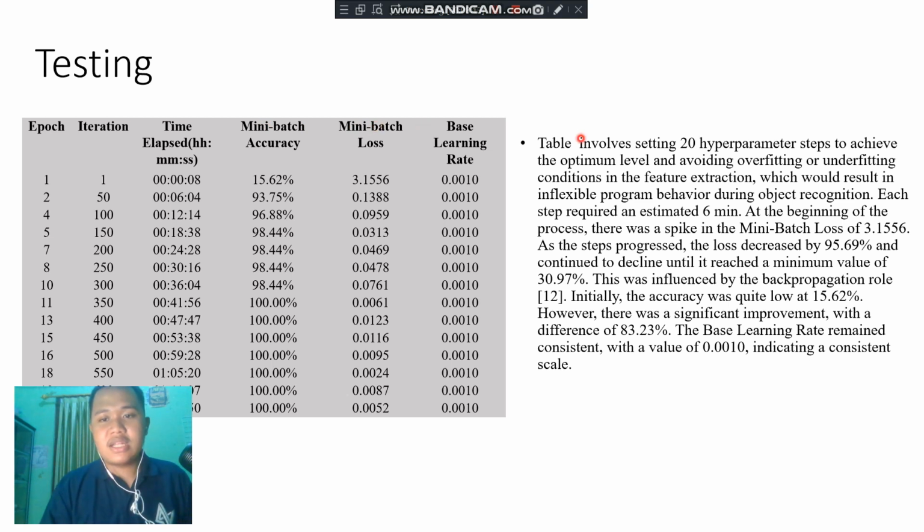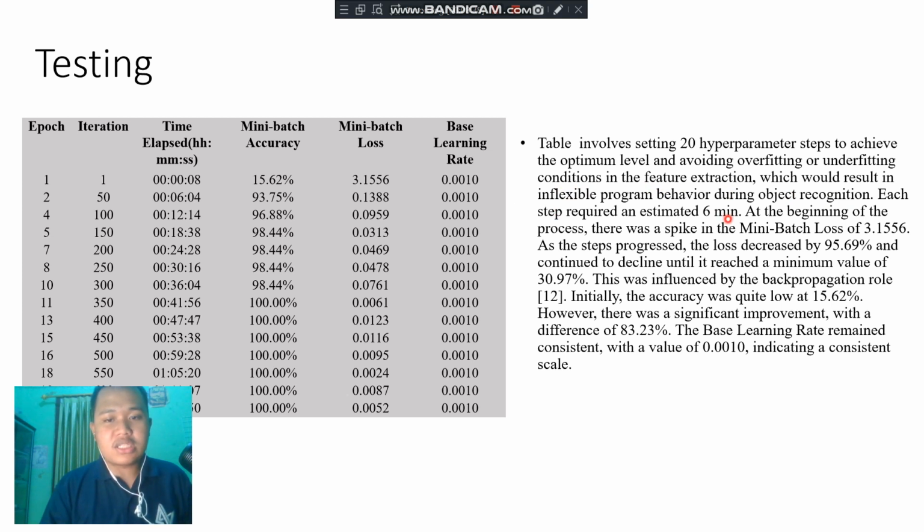The table involves setting 20 hyperparameter steps to achieve the optimum level and avoid overfitting or underfitting in the feature extraction, which would result in flexible program behavior during object recognition. Each step required an estimated 6 minutes.